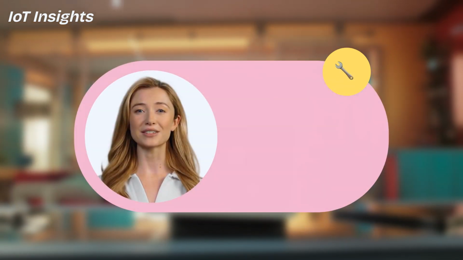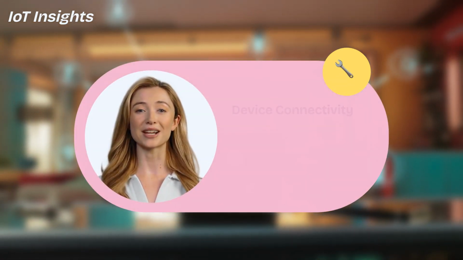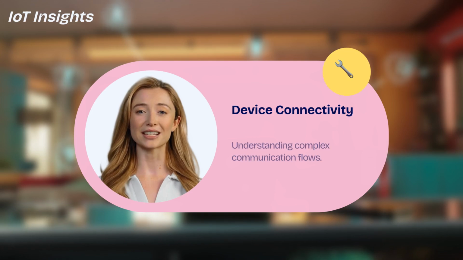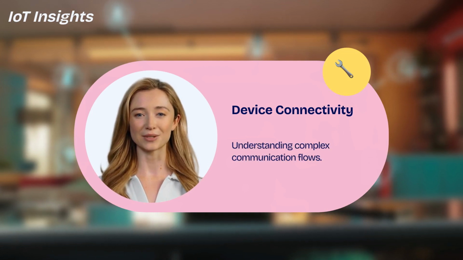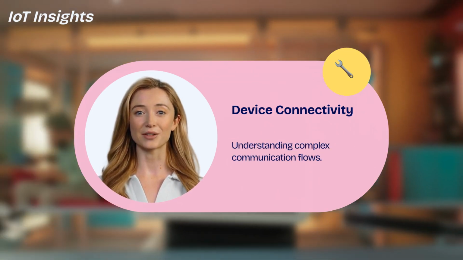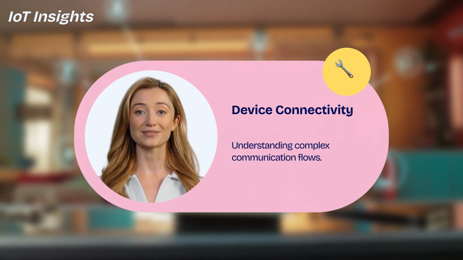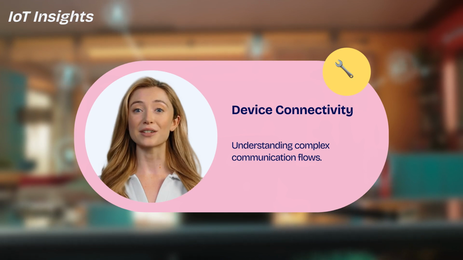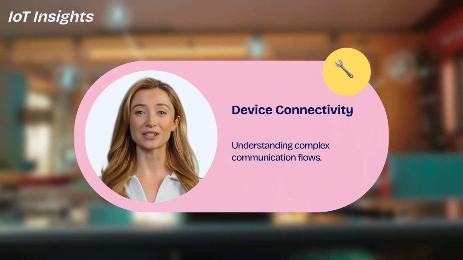And what about the Internet of Things, IoT? With more devices connecting to your network, understanding communication flow becomes even more complex. Each device could be a new entry point or a new path for data. We need to know where these devices are, how they're connected, and what data they're sending or receiving.